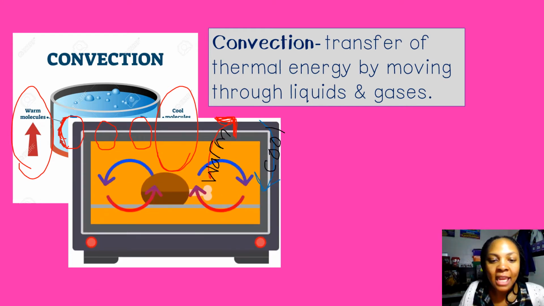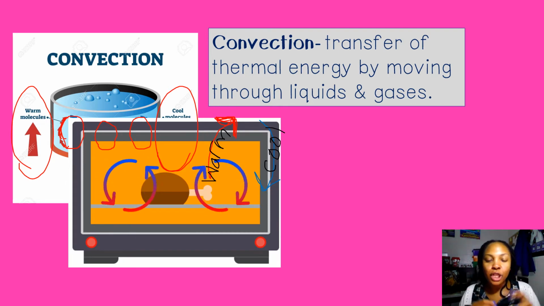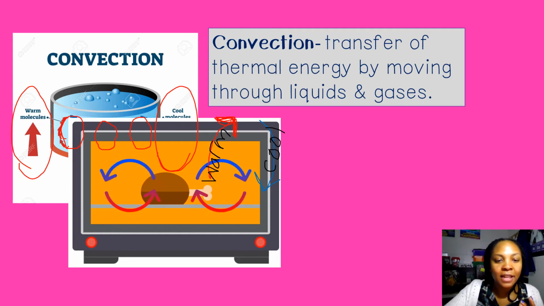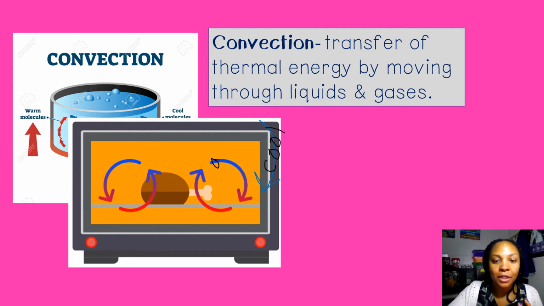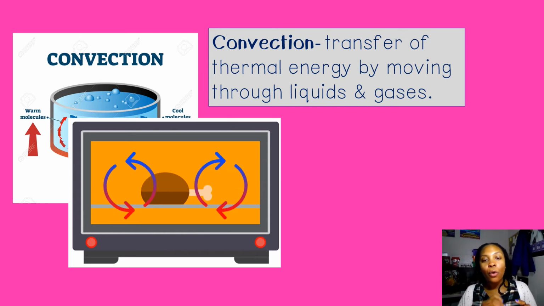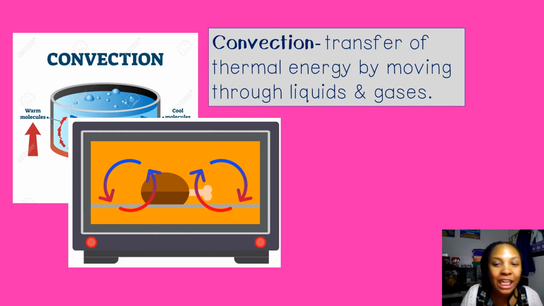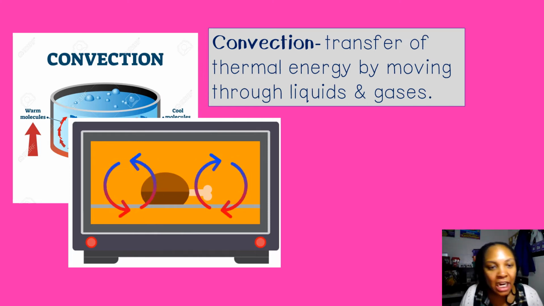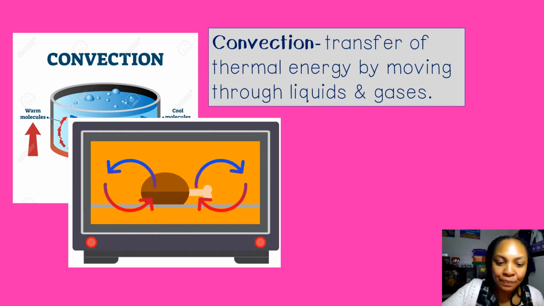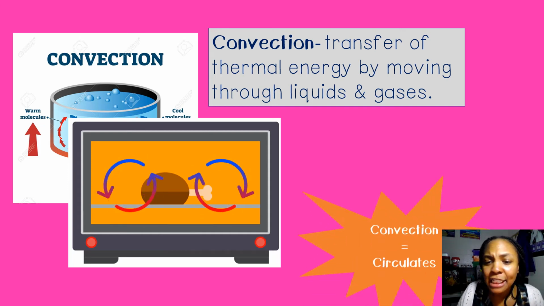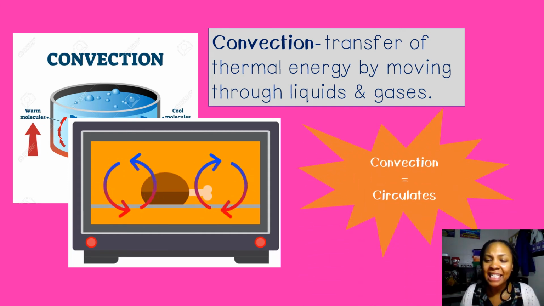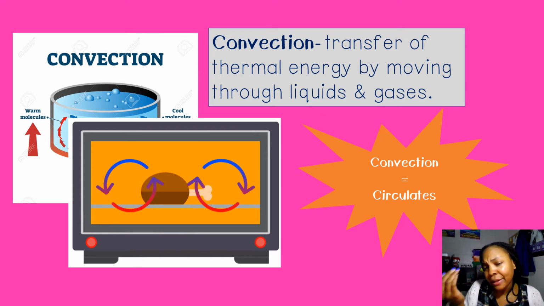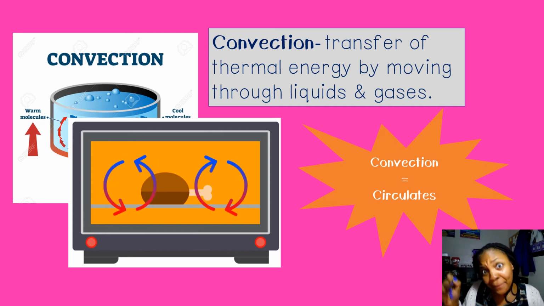All right, then we have our little toaster oven, and we have our piece of chicken in the toaster oven, and that warm air, I'm going to erase it so you can see it, that warm air is rising and that cool air is sinking. We can see that that air is circulating. So I want you to write this down. Convection equals circulate. What do you think circulate means? It moves in a circle.